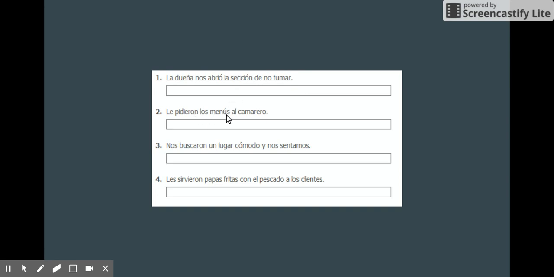For number 2, le pidieron los menús al camarero. So to whom were the menus asked, or from whom were they asked? Al camarero. So le is the indirect object pronoun. What was asked for? Los menús. So los would be the direct object pronoun. And since we have both le and los, the le would turn into a se. So we would have se los pidieron.